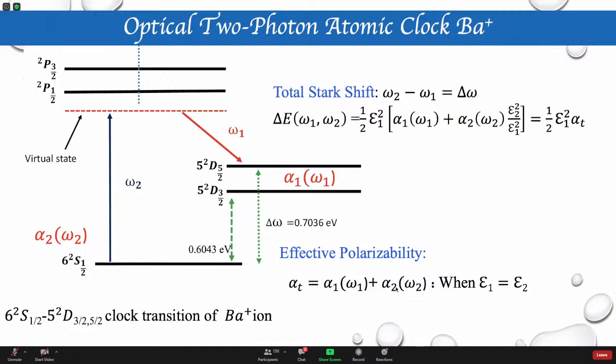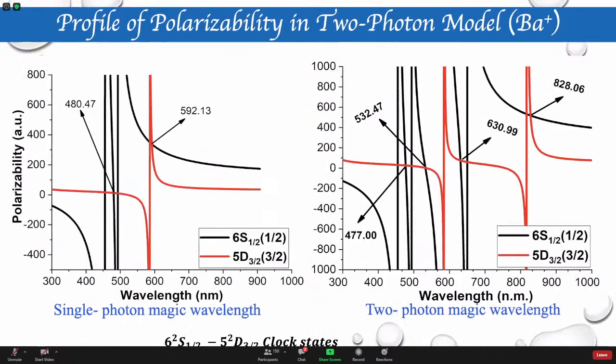Don't go to the details, but we want to talk about the consequence of this. Compared to the single photon magic wavelength, where we are just looking for where the polarizabilities match between these two states, in the two-photon case you get many more points where these polarizabilities match. That means we'll get many more magic wavelengths, which will be useful for experimental purposes.